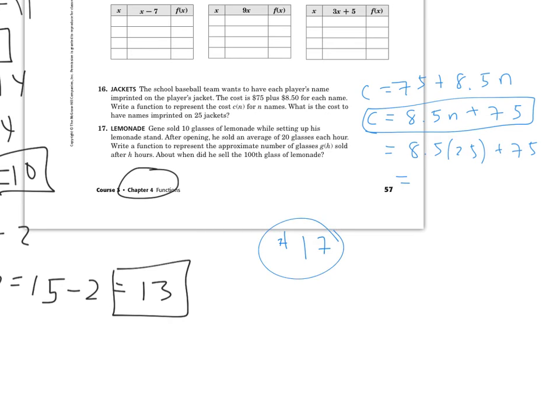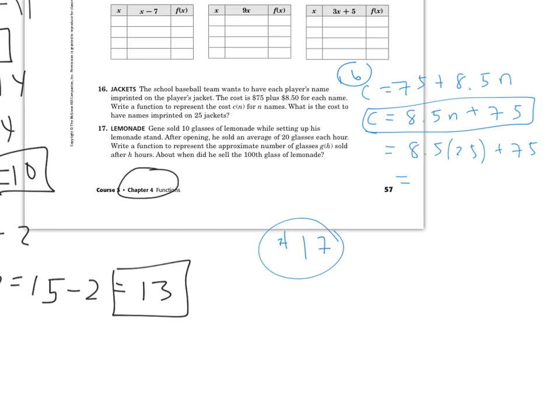Okay, number 17. This again was number 16. Number 17, they're going to make some lemonade. Gene sold 10 glasses of lemonade while setting up his lemonade stand. After opening, he sold an average of 20 glasses per each hour, which you can say 20 glasses per hour. So again, when you're reading these story problems, pay attention to trying to insert the word per whenever you see a number like that. Write a function to represent the approximate number of glasses of lemonade he sold after H hours. About when did he sell the 100th glass of lemonade?